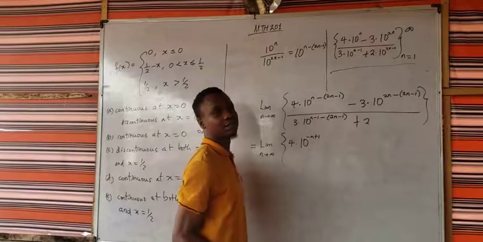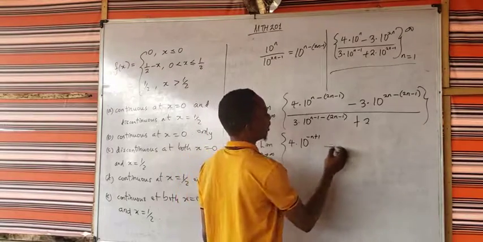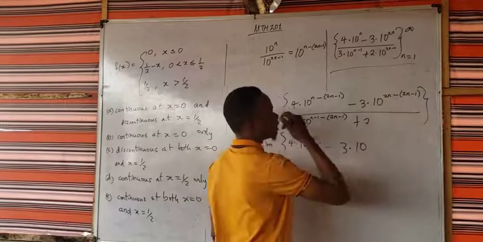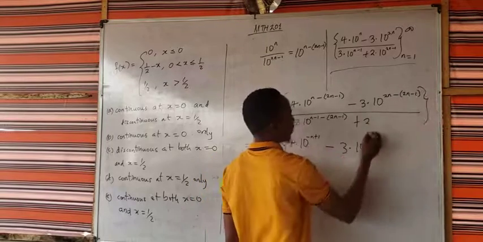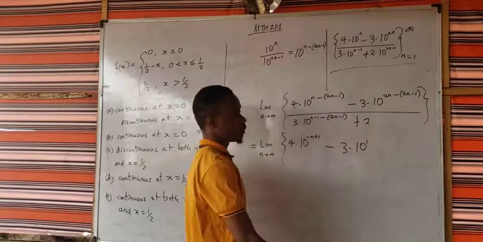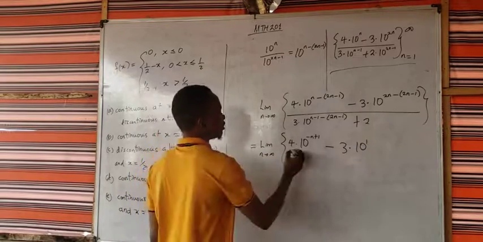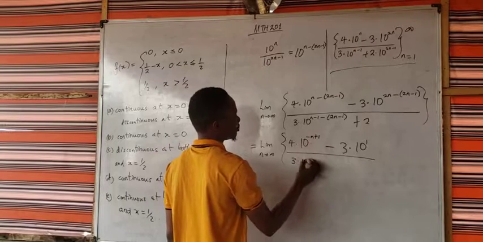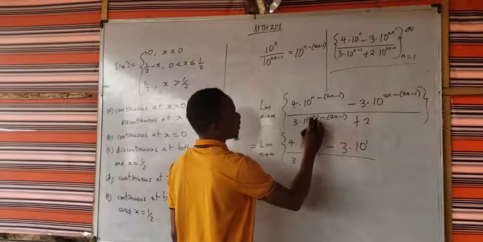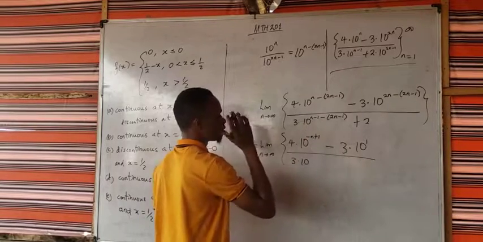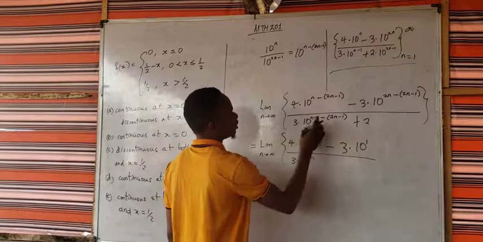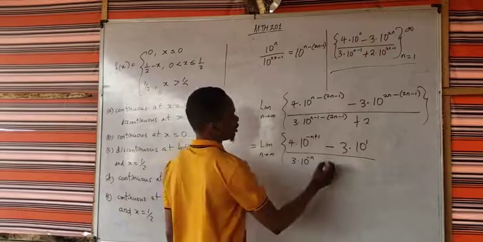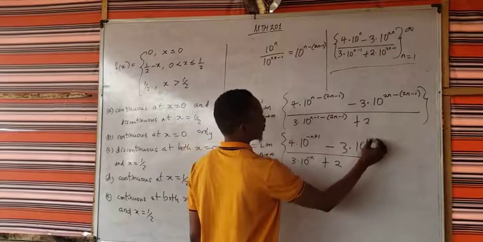Does that make sense? Then you're going to have minus 3 multiplied by 10 raised to the power 2n minus 2n, that's gone. Then minus 1, minus of minus 1, that's going to be 1. Alright, then you have this to be 3 multiplied by 10 raised to the power n minus 2n, that is minus n, then minus 1 plus 1, that's 0. So that one is gone. Then plus 2. Is that clear?